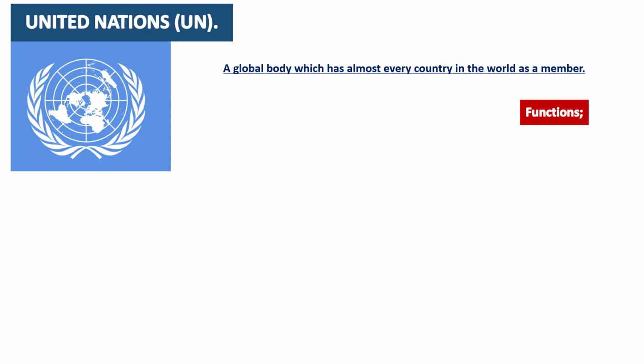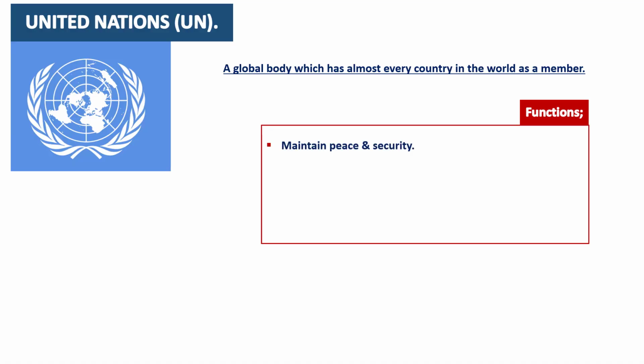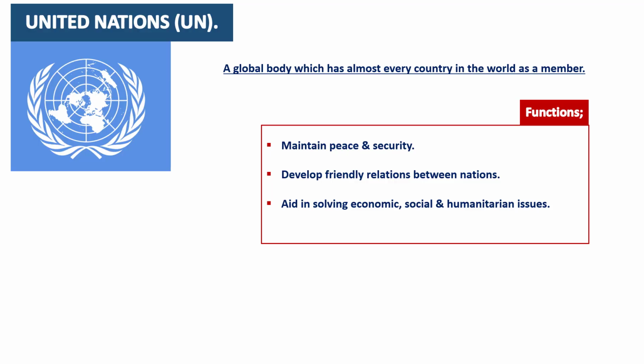The first we're going to look at is the United Nations. They are a global body which has every country registered as a member. Their functions include maintaining peace, orderliness, and security across all its member nations. They are also supposed to develop friendly interrelationships between nations, which is supposed to foster commercial transactions. They also seek to assist in the resolution of economic, social, and humanitarian issues.